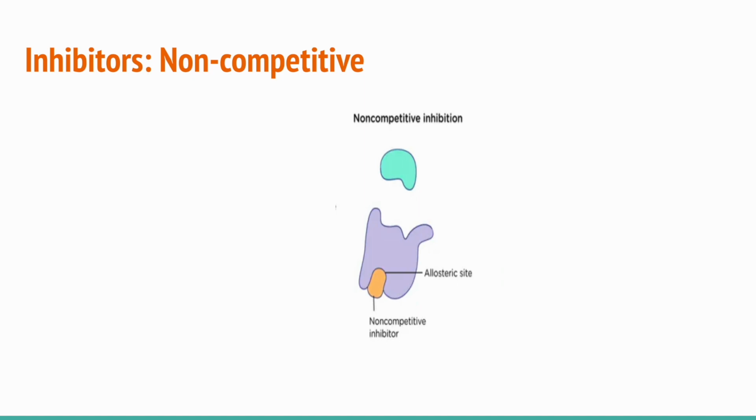Once all enzymes' allosteric sites are inhibited, the reaction will essentially stop. And again, while some non-competitive inhibitors are reversibly bound, others can be irreversibly bound and just stop that enzyme altogether.